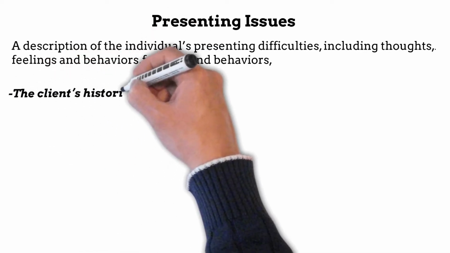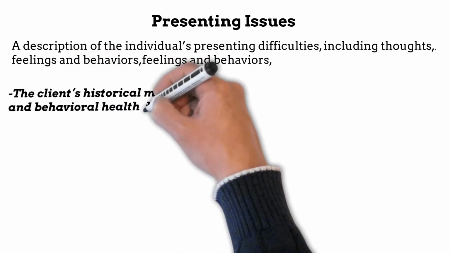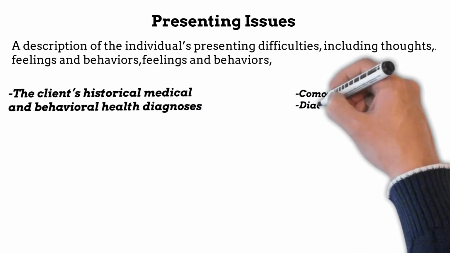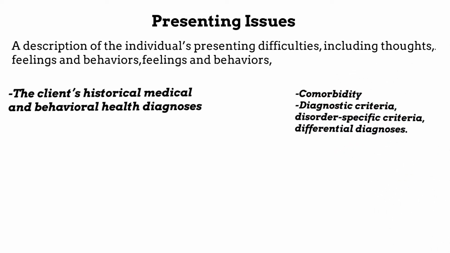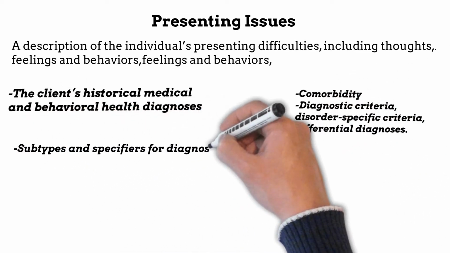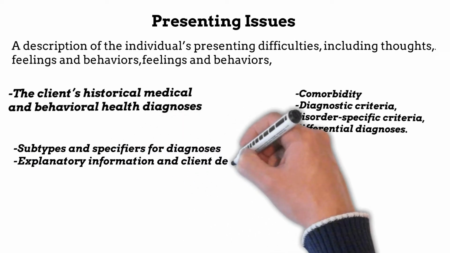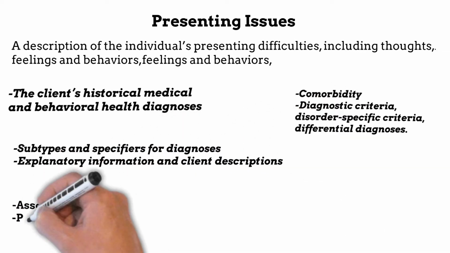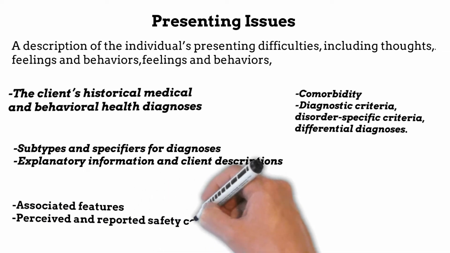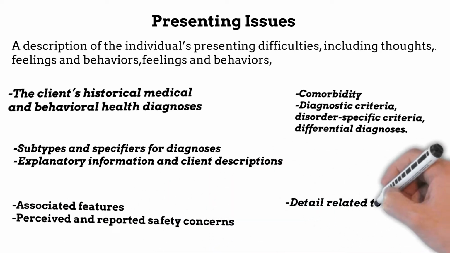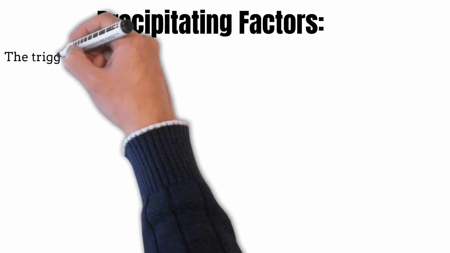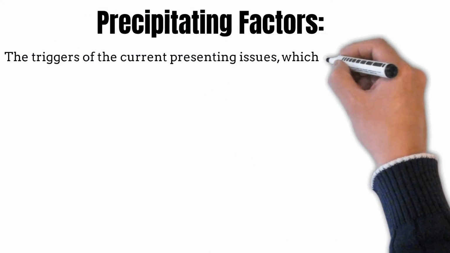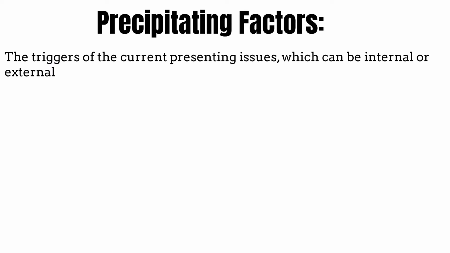Things to consider are the client's historical medical and behavioral health diagnoses, comorbidity, diagnostic criteria, disorder-specific criteria, and differential diagnoses, subtypes and specifiers for diagnoses, explanatory information and client descriptions, associated features, perceived and reported safety concerns, detail related to culture, gender, and/or identity. Precipitating factors are the triggers of the current presenting issues, which can be internal or external.